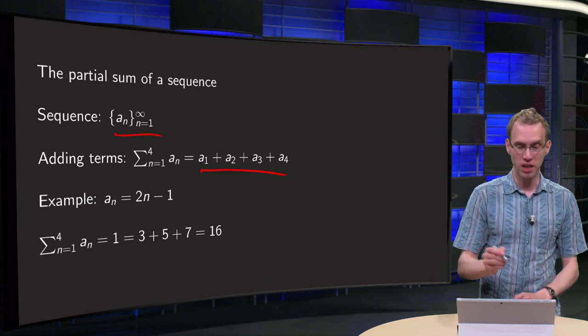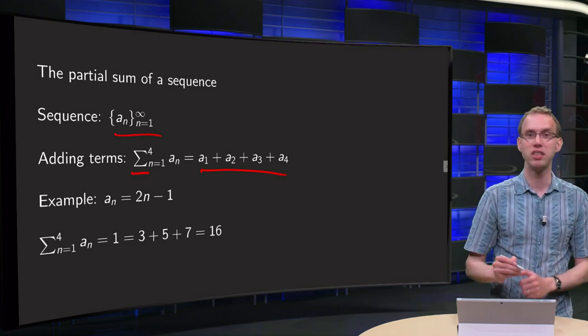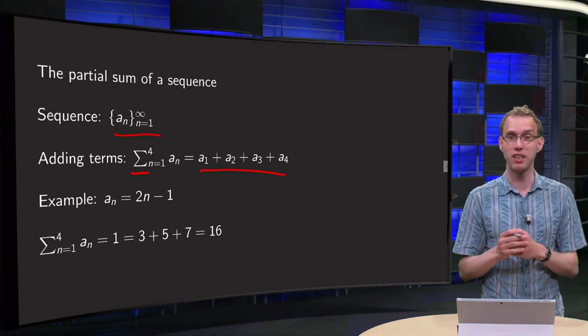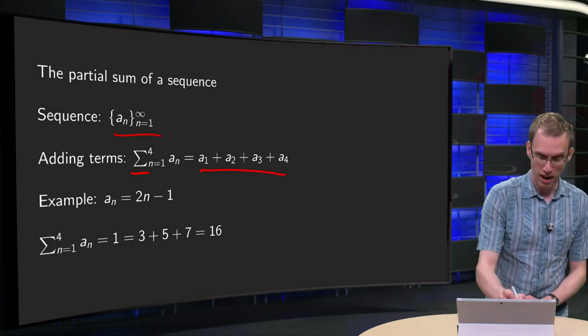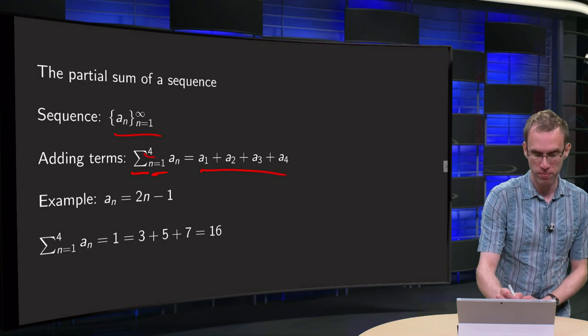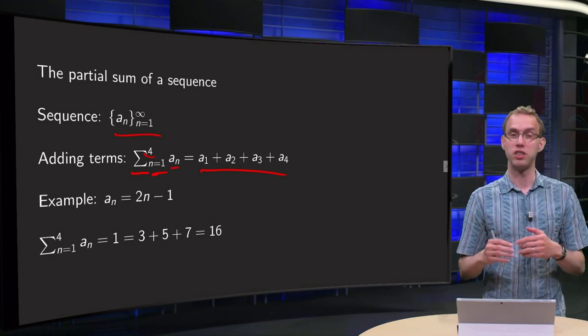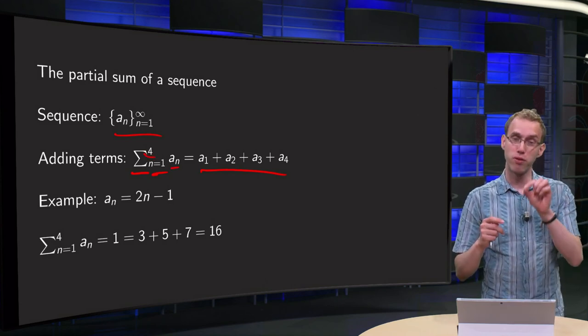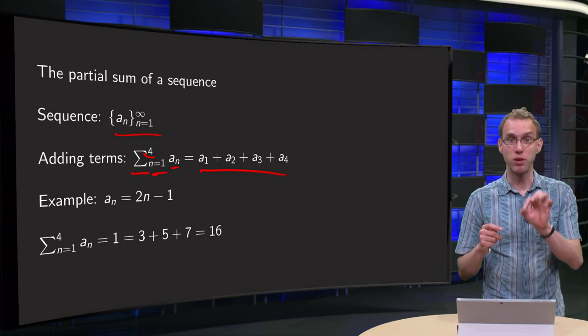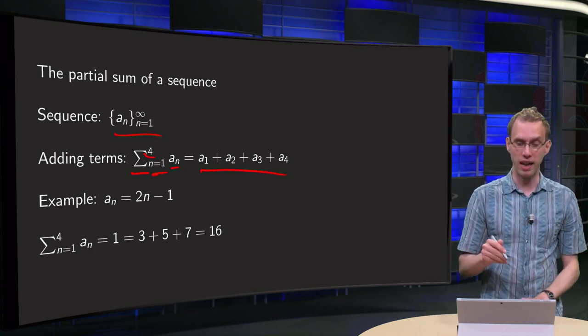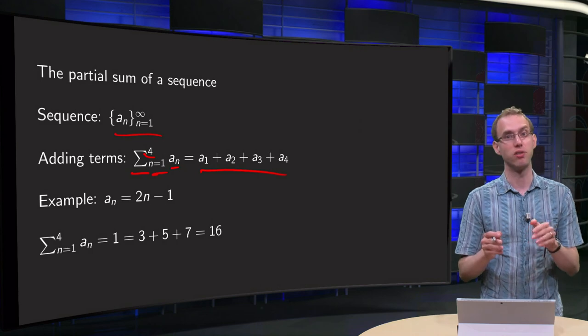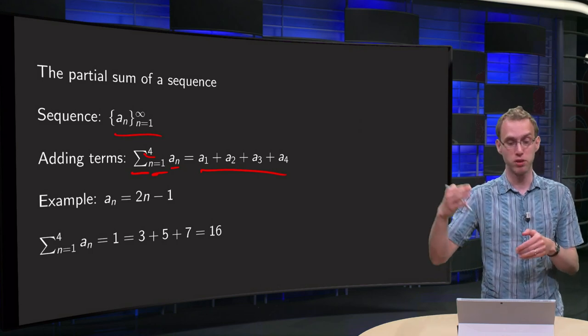That will become a very long expression. So, what do we do instead? We use this sigma notation, sigma from the Greek capital sigma for summation, n from 1 to 4, an, which says sum from small n equals 1 to 4 of the terms an. So that's a shorthand notation for writing a1 plus a2 plus a3 plus a4.